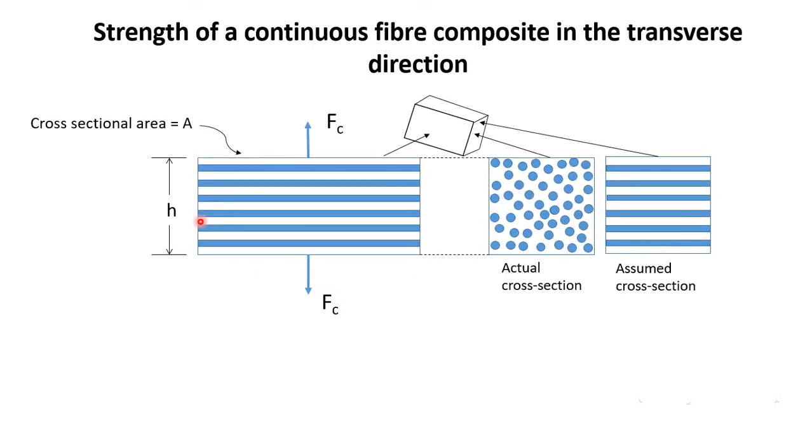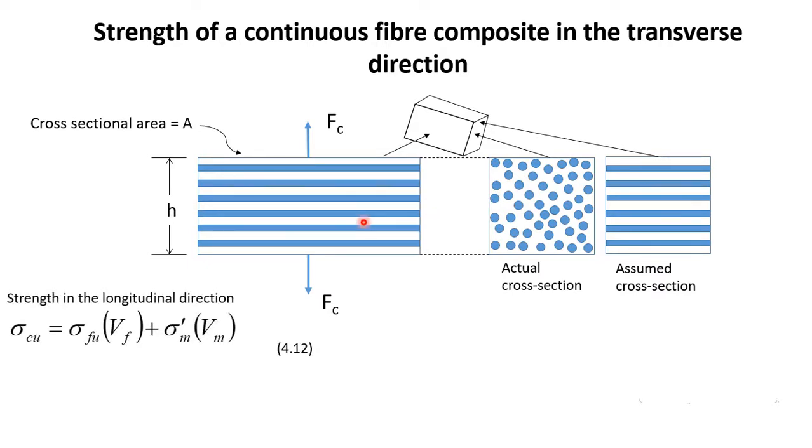If the composite is like this and we are applying the stress along the length of the fiber, in that case the strength will be given by the rule of mixture, which we have studied before. So this rule of mixture will account for the strength of the composite in this direction. But if we are applying the force in this direction or stress in this direction, then we need to find out the strength of this composite in this direction, and this direction is called transverse direction.